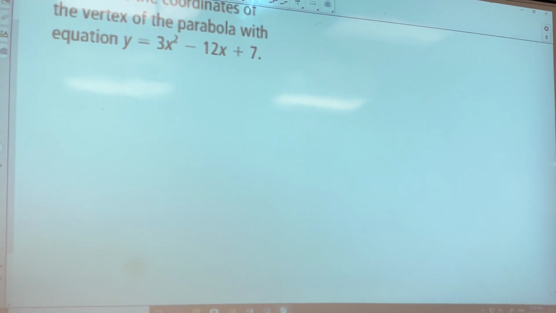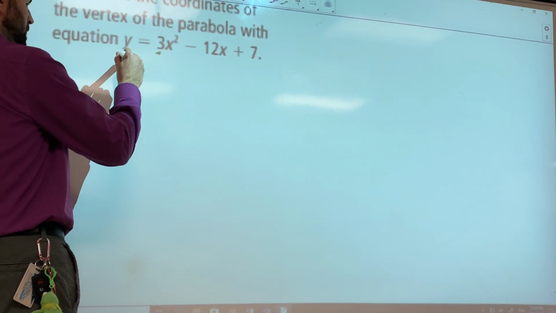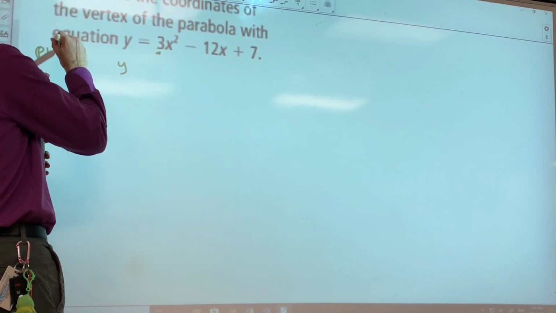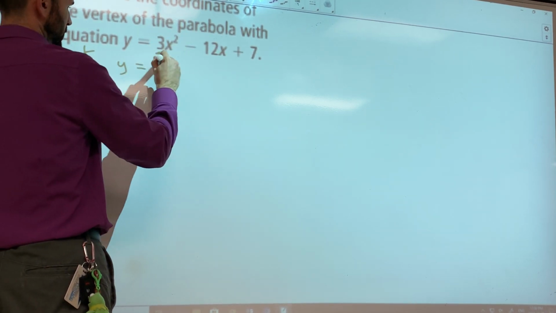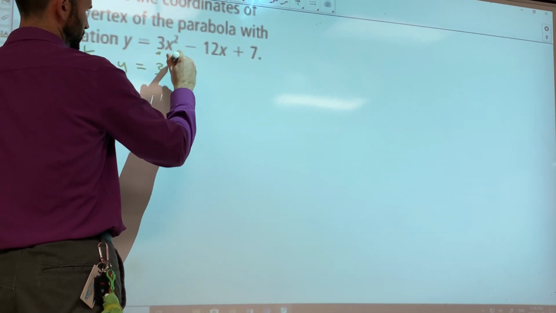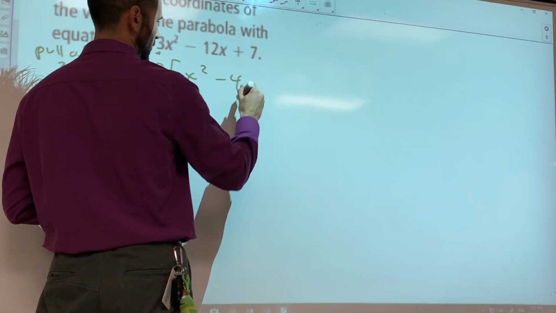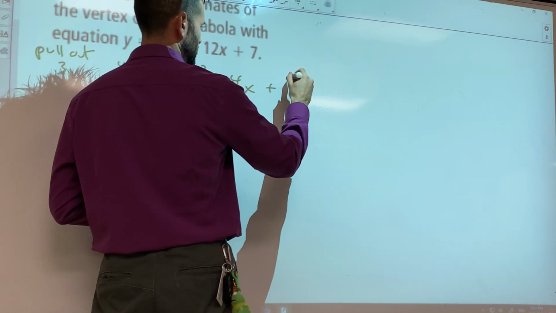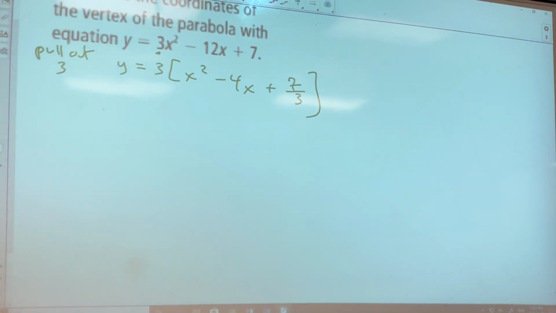Now this one's nice because we will get some ugly numbers. This isn't 1, so your first step is pull out the 3. So I'm going to divide everything by 3. I'll throw a 3 out in front. The first term you get x squared. The next term you get negative 4x. And then you get plus 7 divided by 3. I can't divide that evenly, so I just leave it like that.